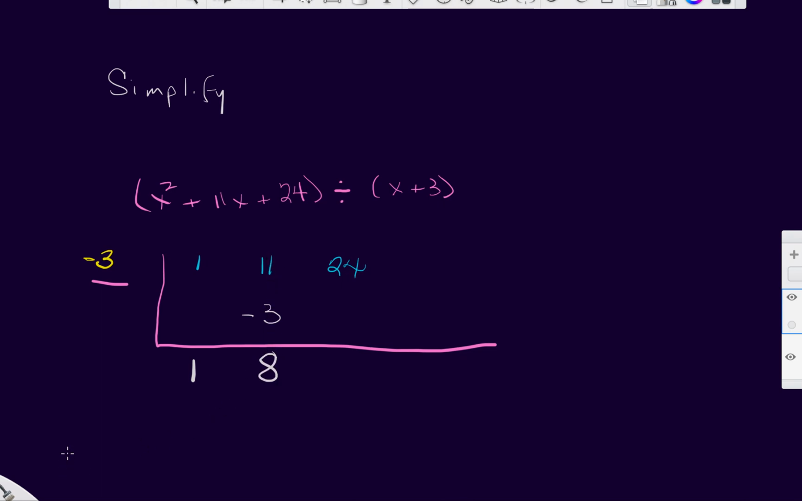There's our 8. There's where the 8 comes from. Negative 3 times 8 is negative 24. That's going to add up to 0. This is our remainder over here. And this is our new binomial. And what this really says is, and our final answer is, it's x plus 8. So when you divide this quadratic by x plus 3, what you get out is x plus 8.